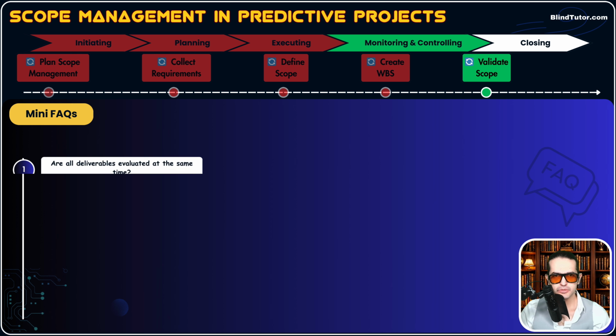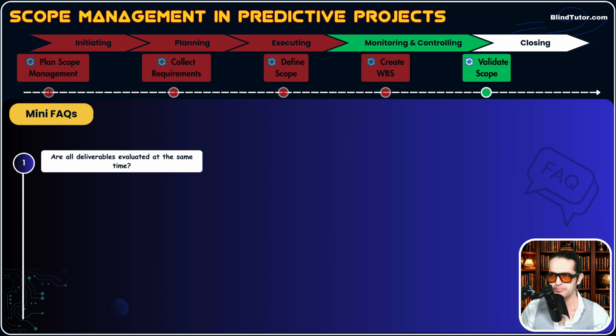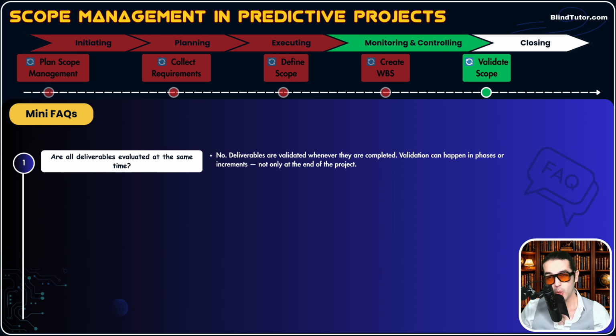Question number 1. Are all deliverables evaluated at the same time? Of course, no. Deliverables are validated whenever they are completed. Okay, validation can happen in phases or increments, not only at the end of the project. So whenever the deliverable is ready, you can start the process of validate scope. We don't do validate scope for all deliverables at the same time. We talked about it before.